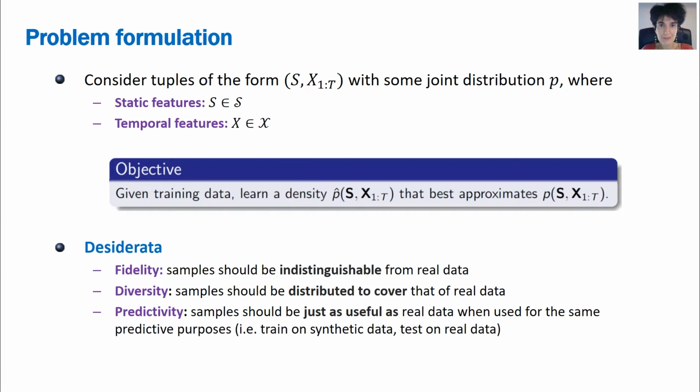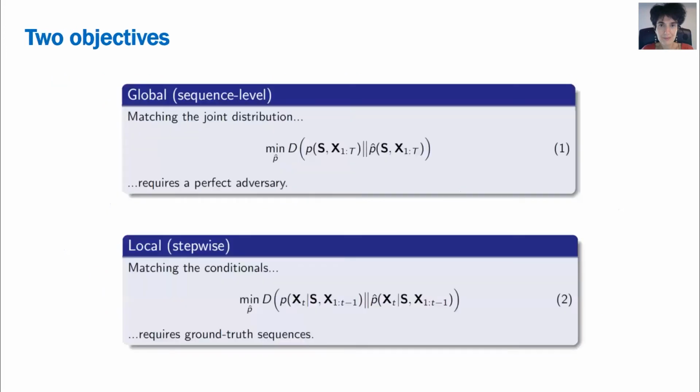And we need to do so while fulfilling the following desiderata for the synthetic data generation: fidelity, the fact that the samples should be indistinguishable from the real data; diversity, that the samples should be distributed in such a way that they cover the real data; predictivity, the samples should be just as useful as the real data when used for the same predictive purpose. For instance, as we showed before, train on synthetic data and test on real data. So our goal will be to use the training data D to learn a density P hat that best approximates P. And this is the high-level objective.